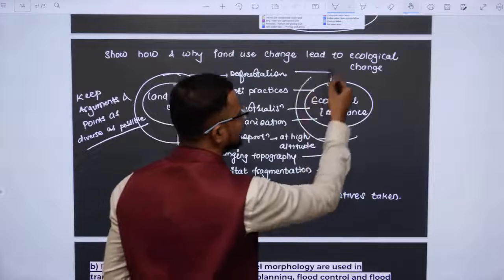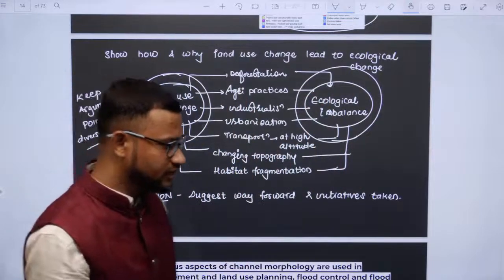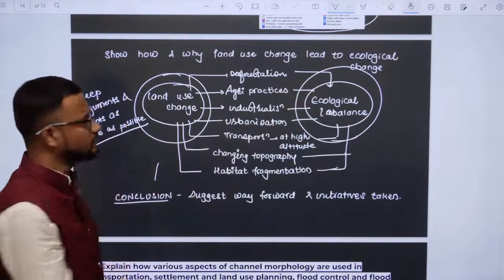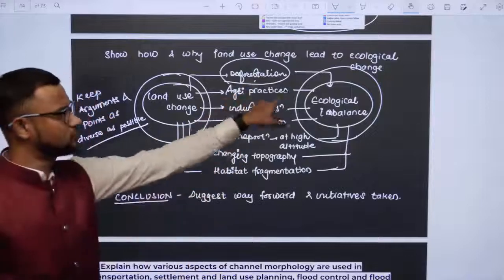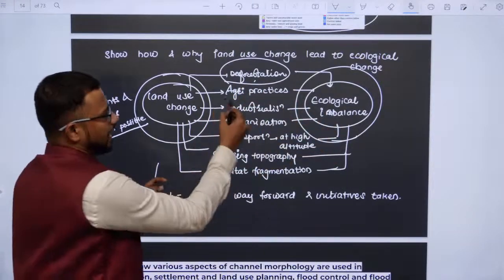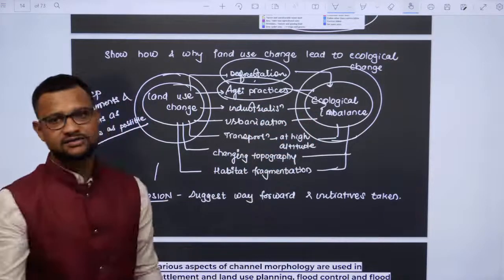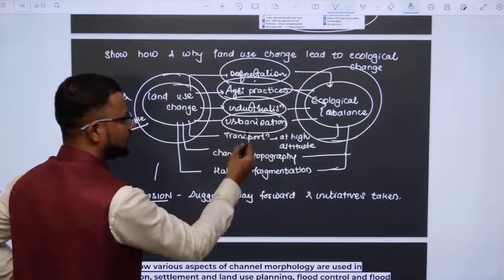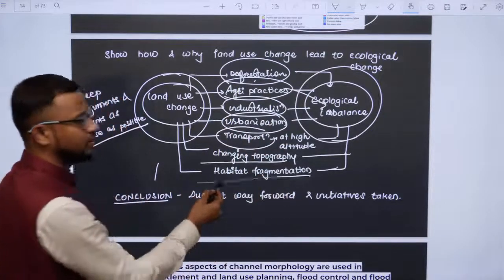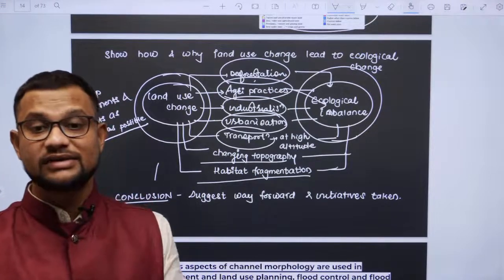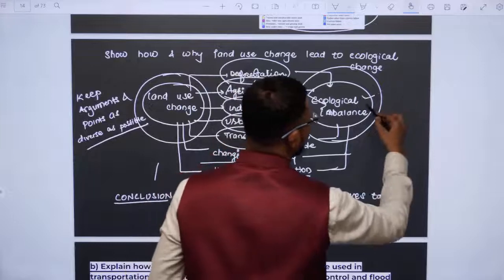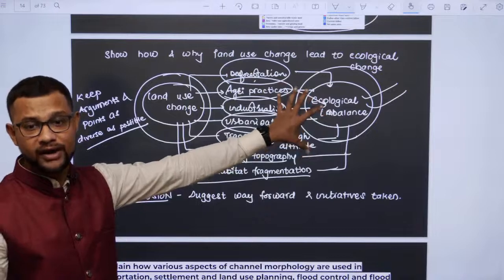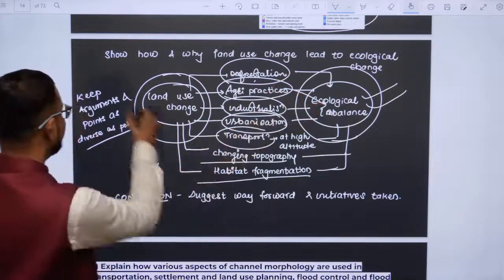of land use change and ecological imbalance, how it is leading to this kind of thing, right? How it is leading to ecological imbalance. Then देखो, land use change, अगर deforestation होगा तो ecological imbalance भी होगा. Then agri practices, कुछ faulty agri practices हैं, फिर से ecological imbalance होगा, right. Then industrialization, urbanization, transportation, changing topography, habitat fragmentation, all these activities lead to ecological imbalance, right? तो यही तो points लिखने हैं वहां पे, provided with some facts also, some case studies also, ठीक है.